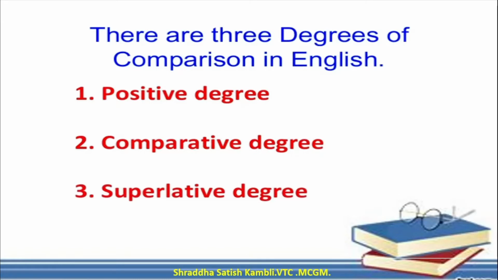So we do not say the word of comparison all the time. So what will we say? We will just say we have 3 degrees of comparison in English: positive degree, comparative degree, and superlative degree. So these are the 3 degrees of comparison in English, which we use for adjectives and adverbs.